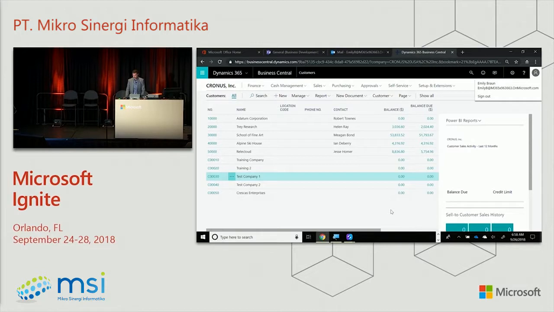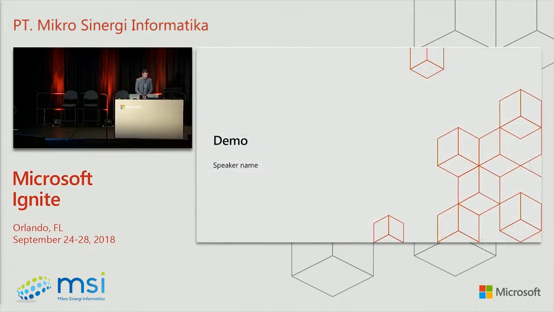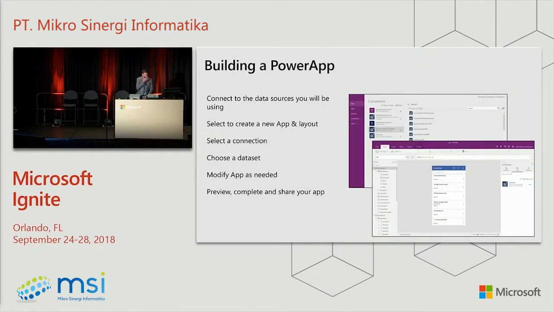All right, so that's Flow. For Power Apps, it's a pretty basic process to physically connect to Business Central and to start building apps. So you just connect to a data source, and that data source is Business Central.